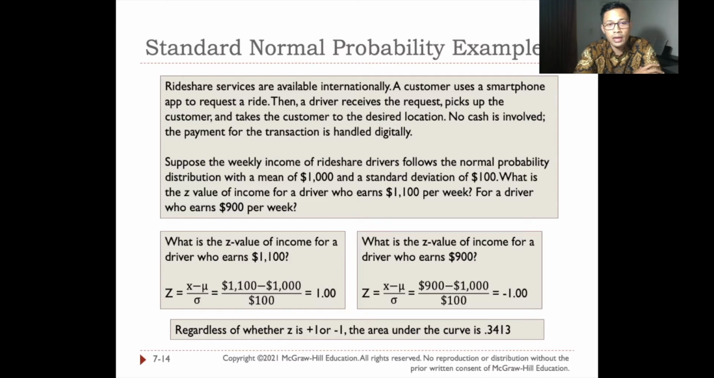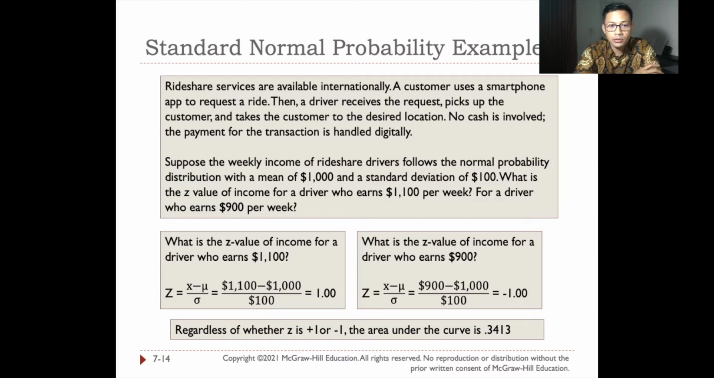Okay, so let's gather the information that we need to calculate the z-scores. The first one is the mean. The mean is quite straightforward, 1,000, and the standard deviation is $100. So if we want to calculate the z-value for a driver who earns 1,100, it's just going to be 1,100 minus 1,000 divided by 100. So the z-score is going to be 1. And the z-value of a driver who earns 900 is going to be 900 minus 1,000 divided by 100, which is -1.